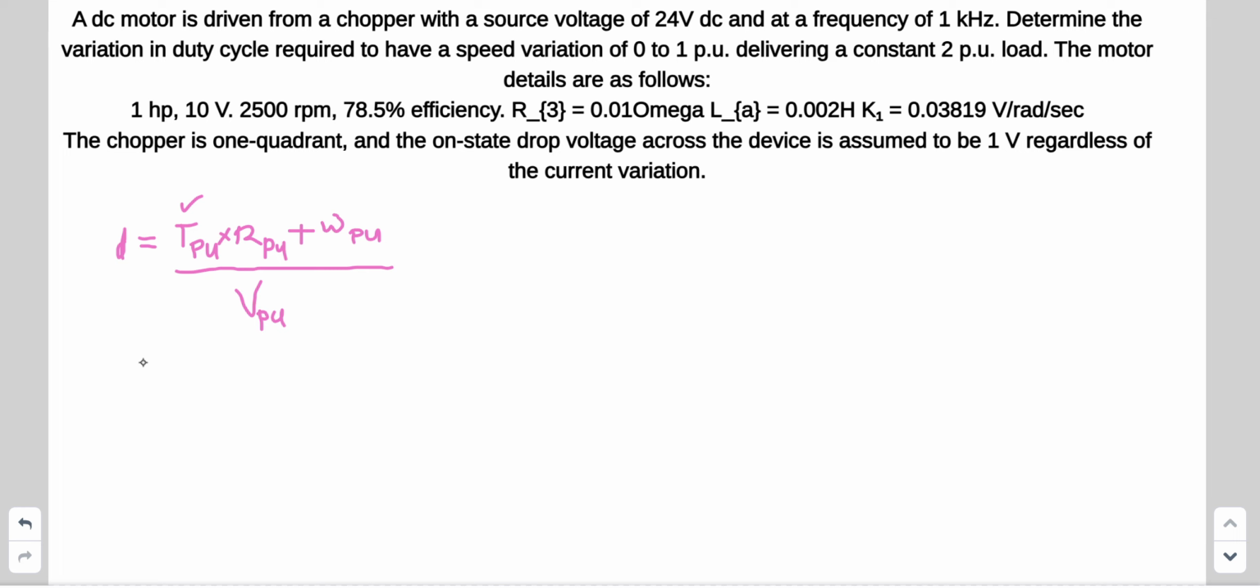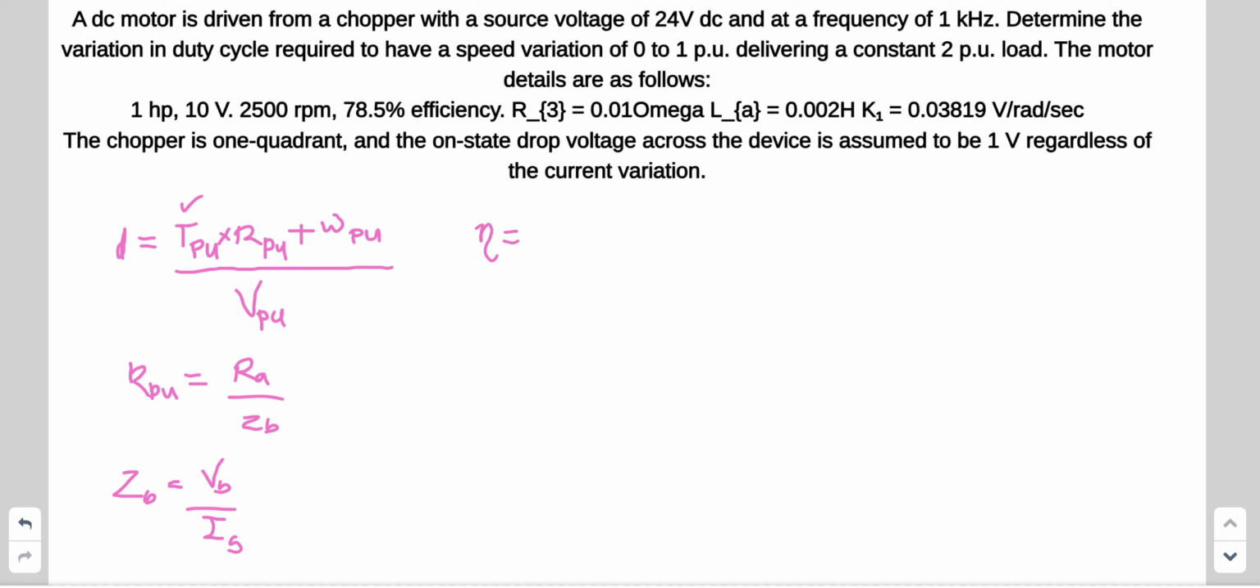So first we will calculate R per unit. R per unit is equal to R actual divided by Z base. So what is Z base? Z base is equal to V base divided by I base. Now V base is given as the 10 volt rating of the transformer, but I base is not given. So we will calculate I base first, then R per unit. Here the output of the motor and the rated voltage are given, so we can calculate I base from there.